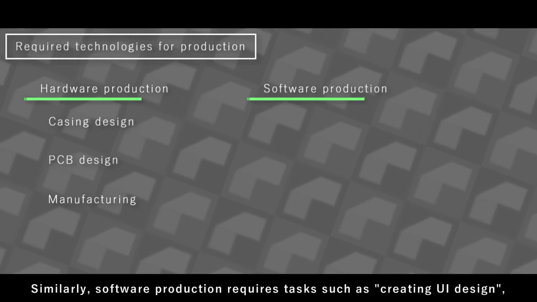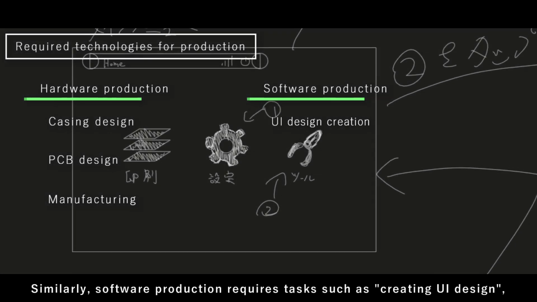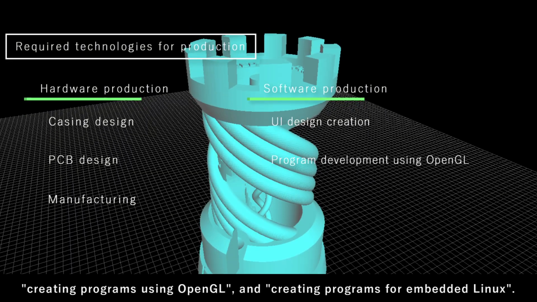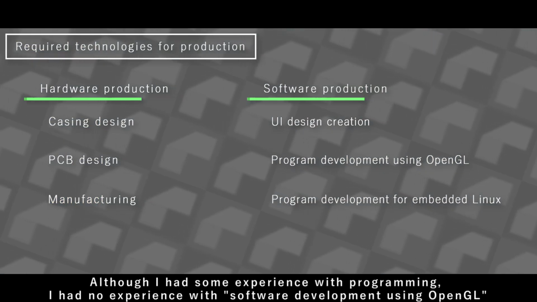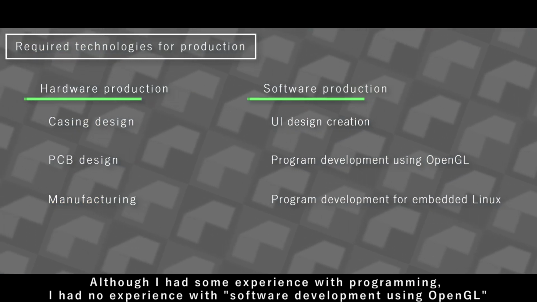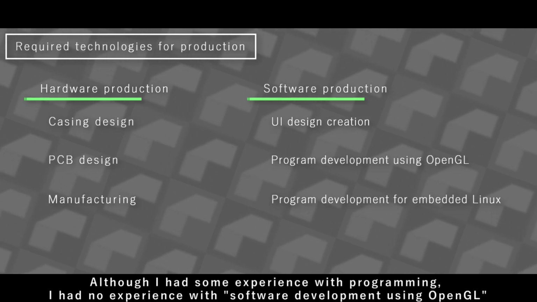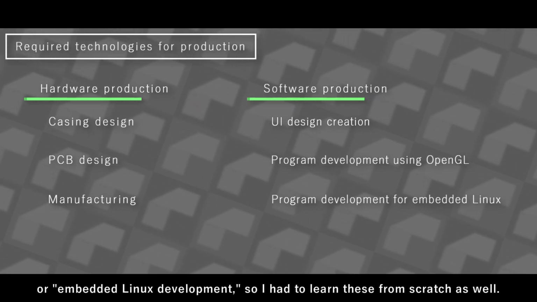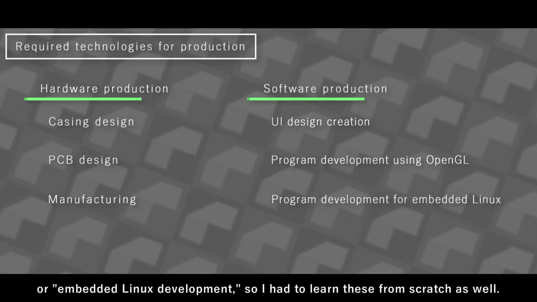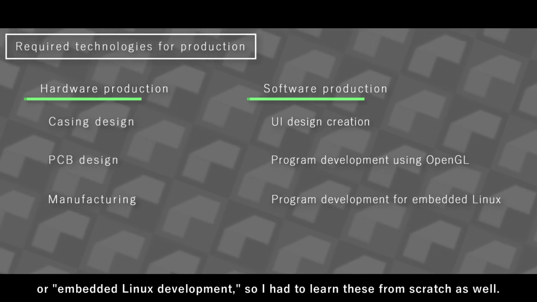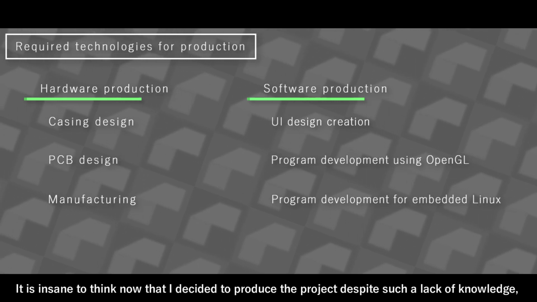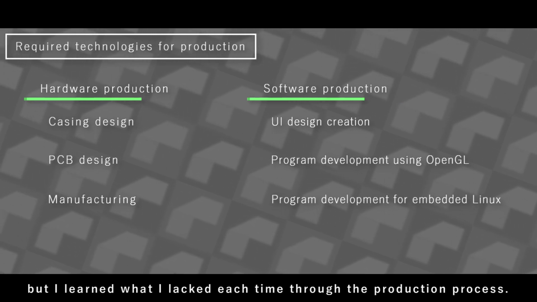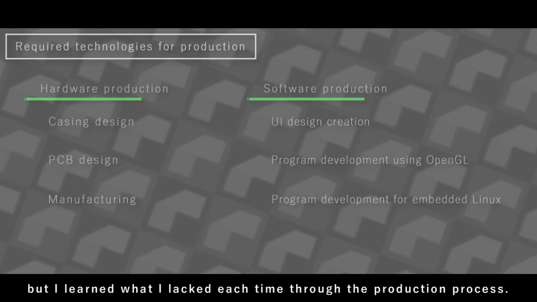Similarly, software production requires tasks such as creating UI design, creating programs using OpenGL, and creating programs for embedded Linux. Although I had some experience with programming, I had no experience with software development using OpenGL or embedded Linux development, so I had to learn these from scratch as well. It is insane to think now that I decided to produce the project despite such a lack of knowledge, but I learned what I lacked each time through the production process.